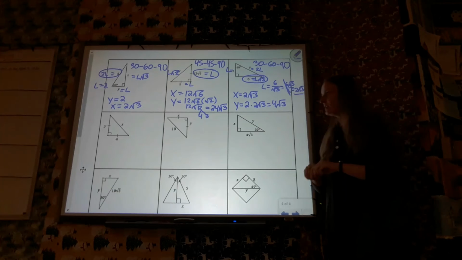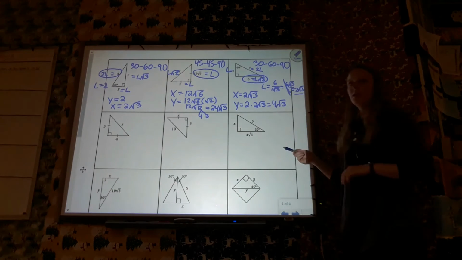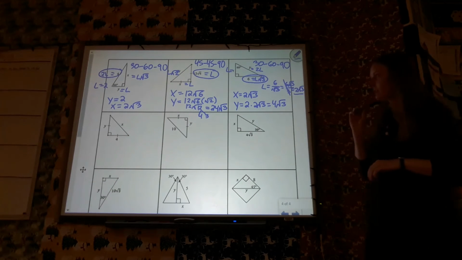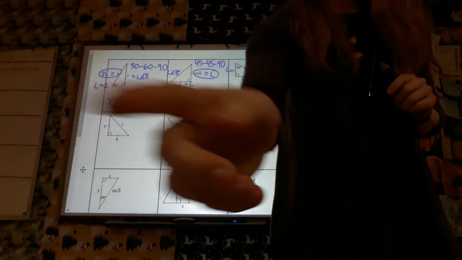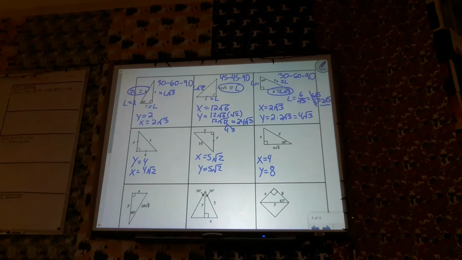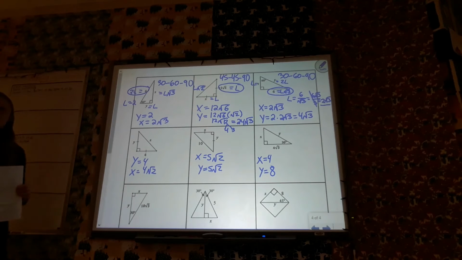Alright, here you go again. Your turn. Do this row right here all by yourself. See if you can figure it out. Alright, these are the answers that you should have for this row.